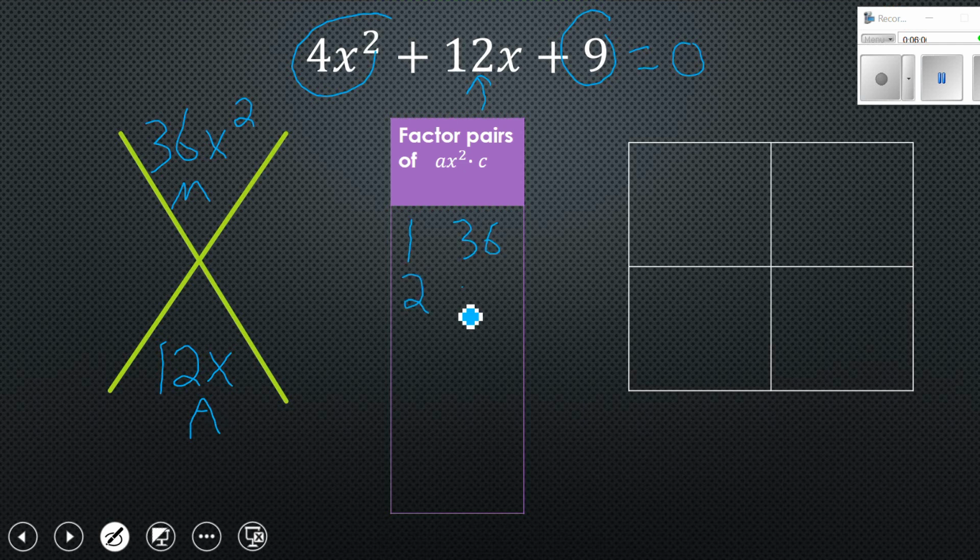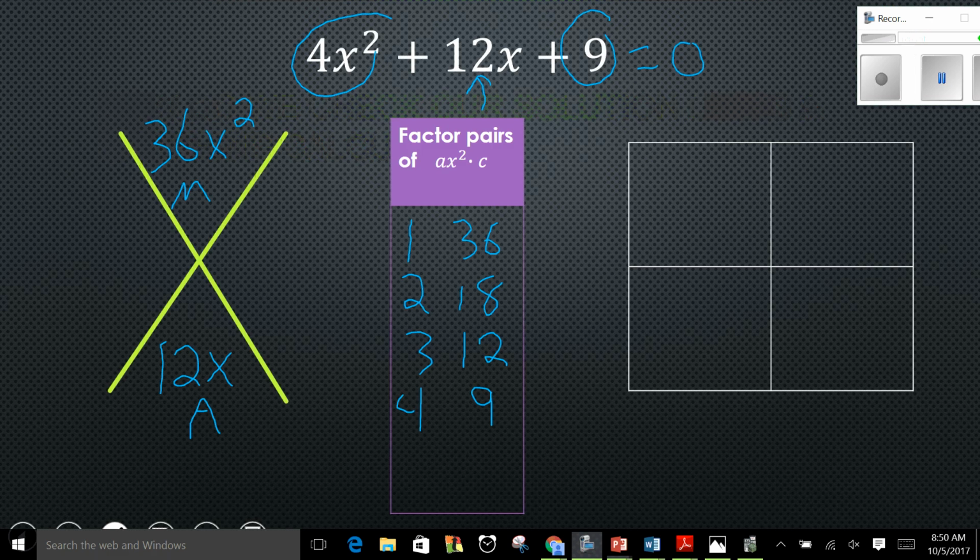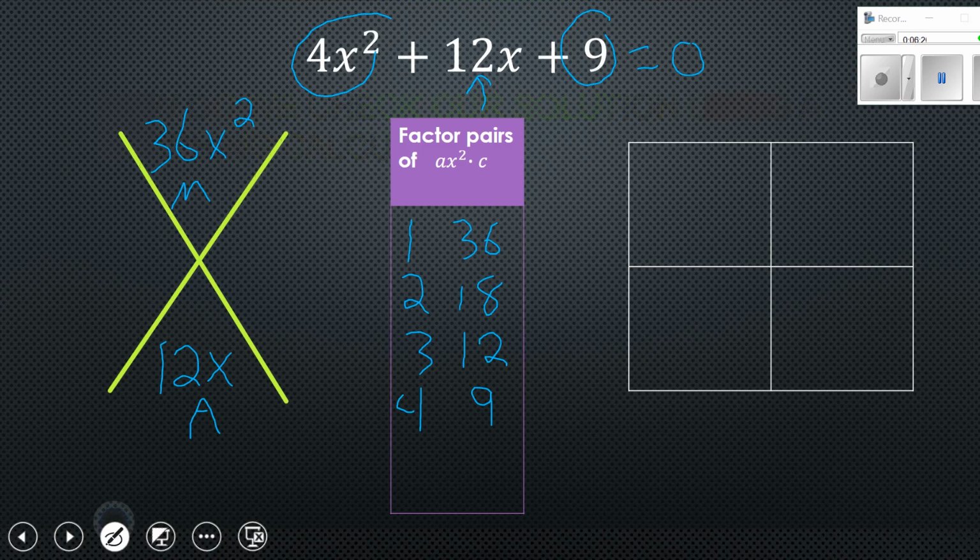So 1 times 36, 2 times 18. We have 3 times 12. And we have 4 times 9. And finally, we have 6 times 6. So as we look at that, we're looking for the pair that adds to 12. And in this case, obviously, it's going to be 6 times 6.